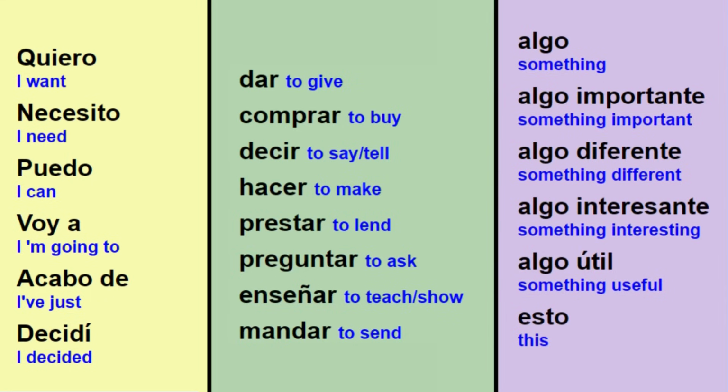How about to buy her something? What would that be? To buy her something. Comprarle algo. So we've got algo and algo importante. Next few are quite guessable. Algo diferente, something different. And algo interesante, something interesting.